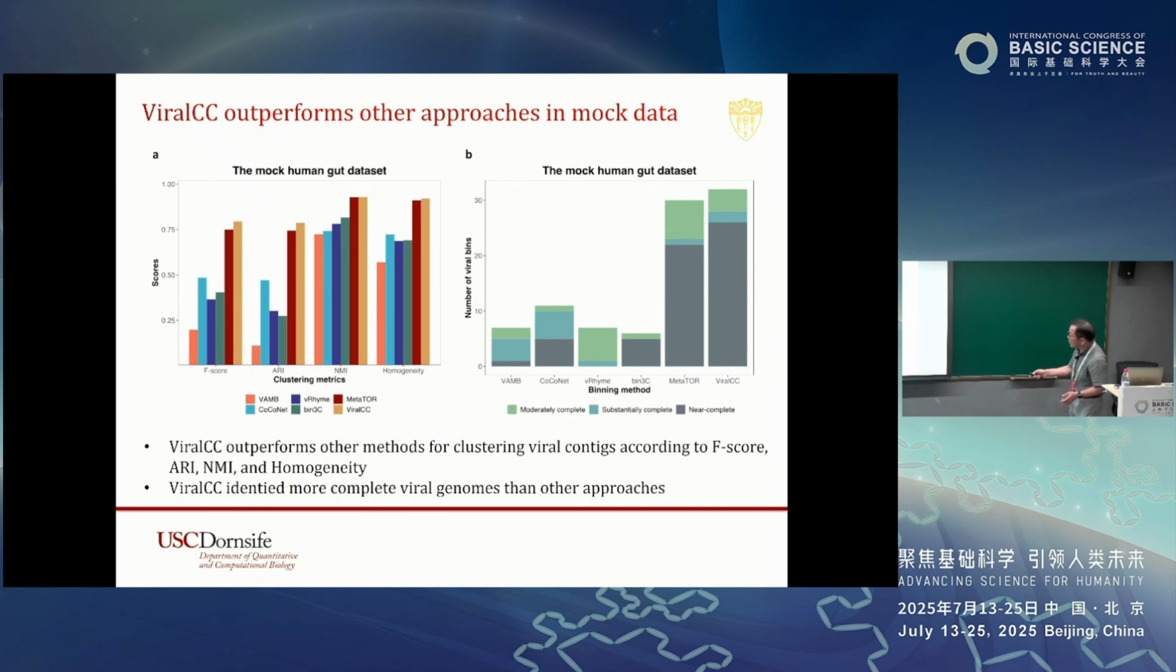And for this one, we also try to see how many viral bins we can get. And so this again is similar to before. We have the so-called near complete, and then we get many more near complete viral genomes than the other methods available. And so yeah, you can see it's a similar figure here.